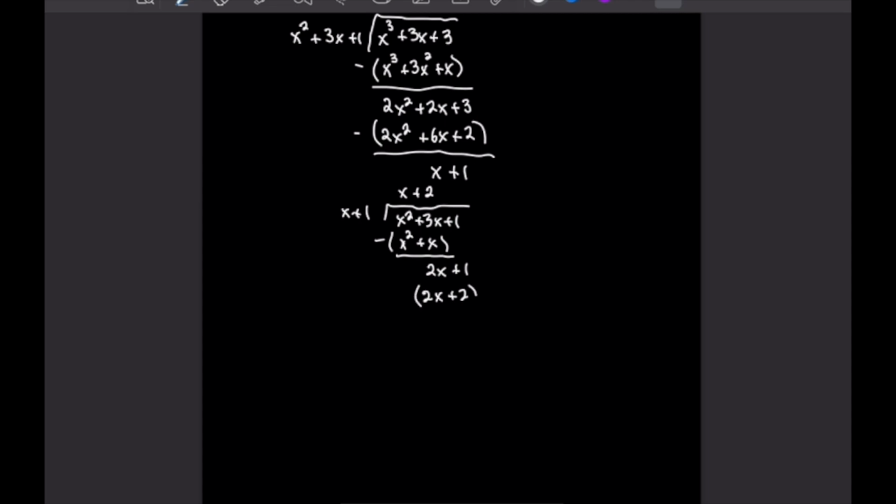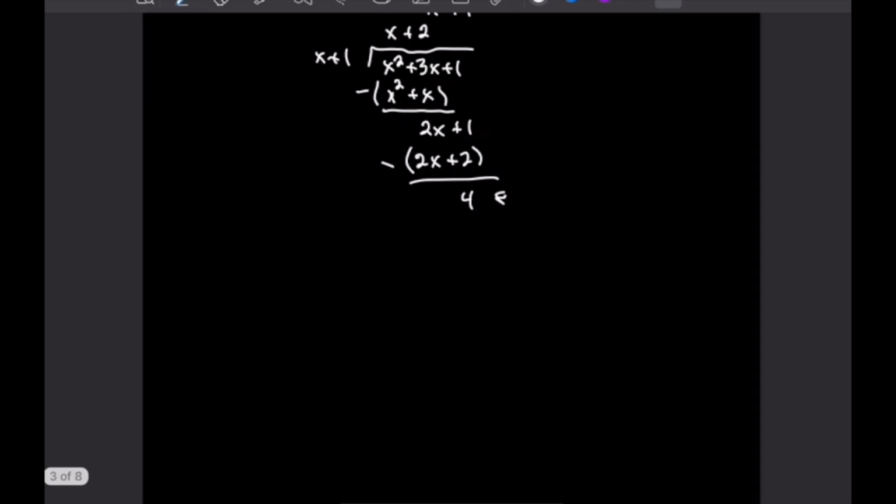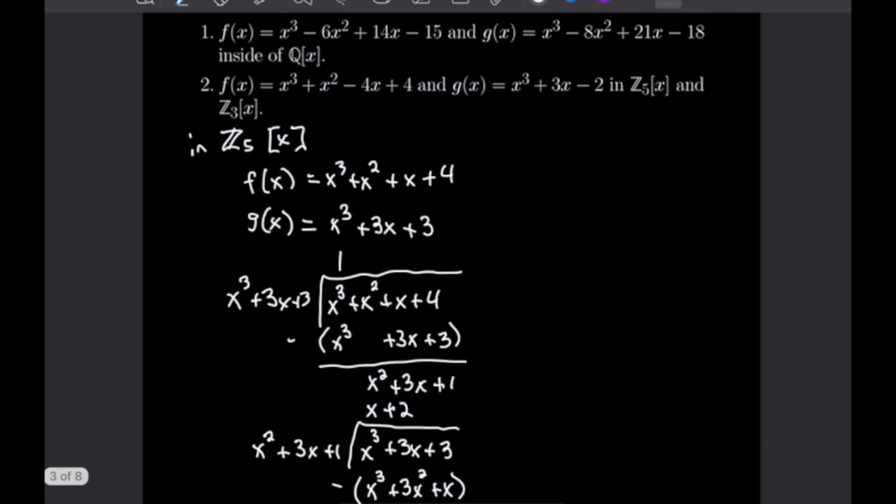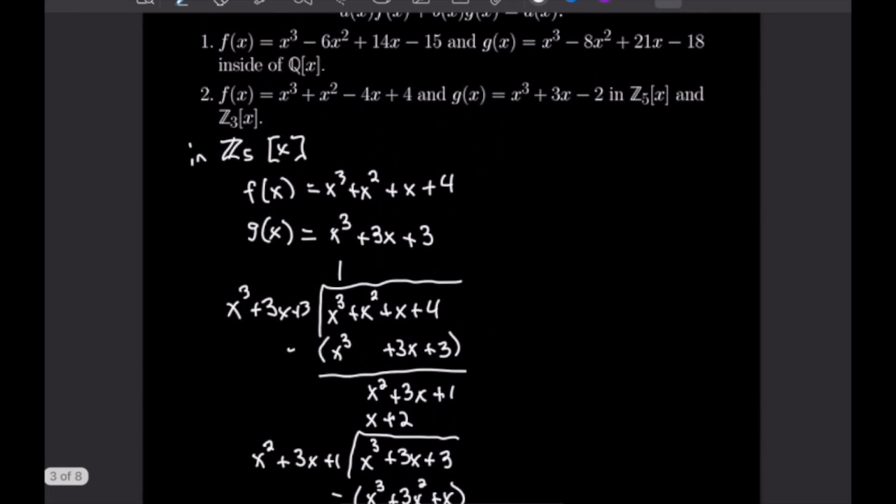And we will group and subtract. Our 2x's will cancel out, and we'll have 1 minus 2, which is negative 1, or just 4 as our remainder here. Great. So I'll leave it to you to take this division and go ahead and back substitute to find out the linear combination for f of x and g of x.